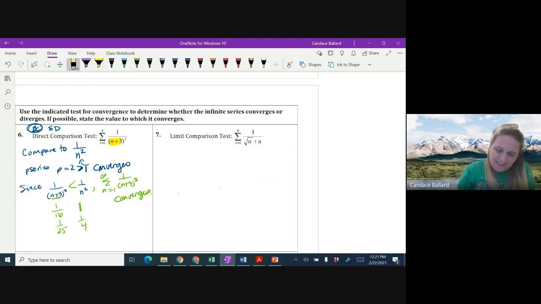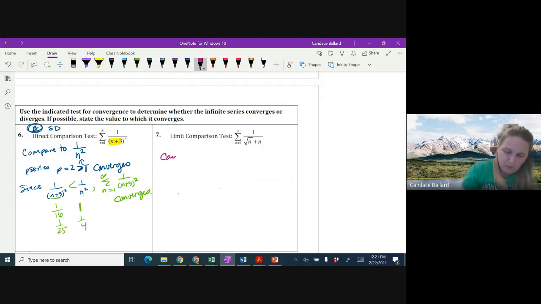So the limit comparison test. I have to do the limit comparison test. I need to find something to compare to. Now the limit comparison test is a little bit more forgiving, right, than the direct comparison test. So this time we could use 1 over n as our comparison series, okay? So I'm good. Let's try that this time.